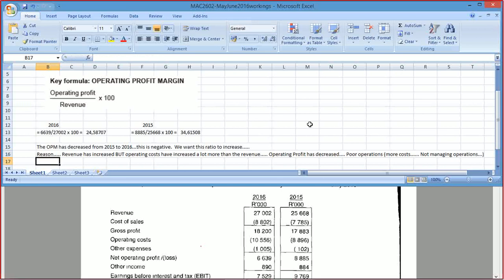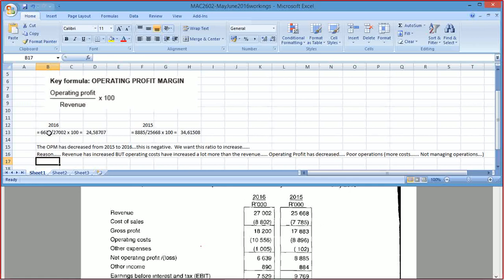Okay, so you've increased your revenue, but you've increased your costs, and your costs have gone up a lot more than your revenue. You can see there's a big amount of other expenses here. Last year you had only 102 other expenses. Now in 2016 you've got almost 10 times as much other costs as you had last year. So something's going on in this company. They're not managing their costs.